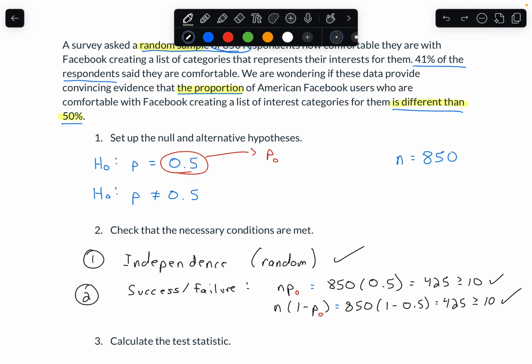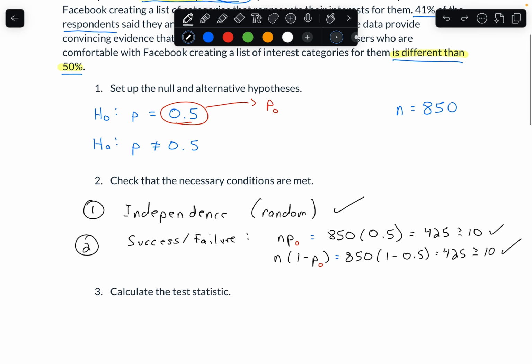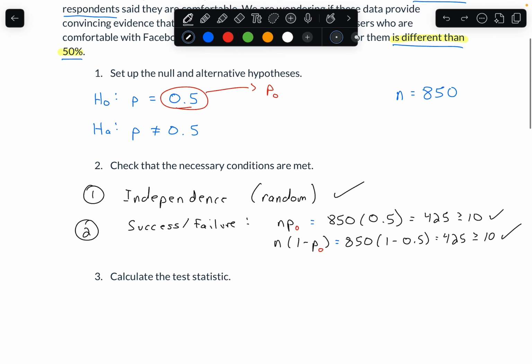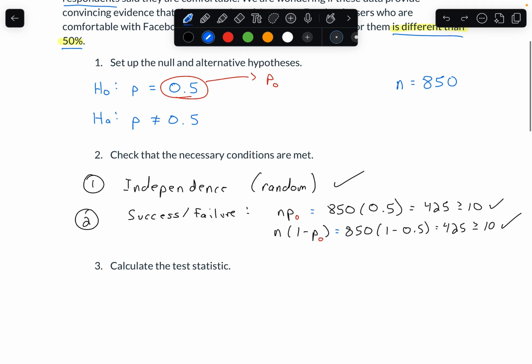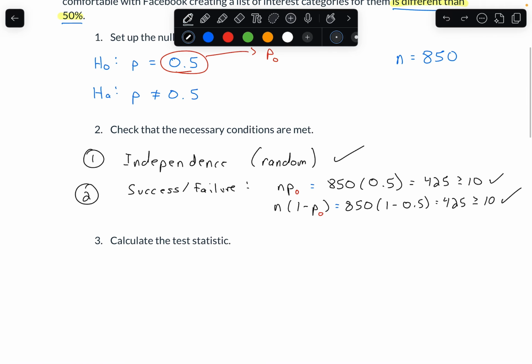So now we're going to go to the next part, which says, okay, we would like to calculate the test statistic. If I want to calculate the test statistic, there's at least one thing that I'm going to have to do first. I need to know, and let's just get some of our information down from our problem in front of us. We said P naught, that's coming from our null and alternative hypothesis, that's 0.5.